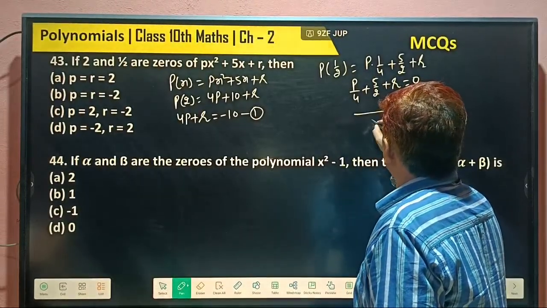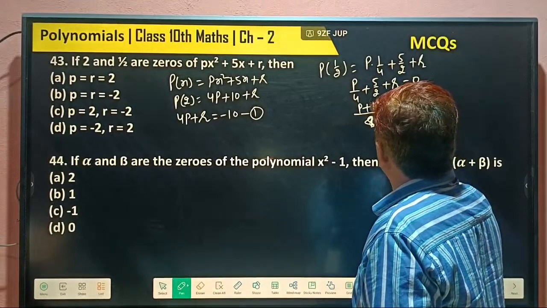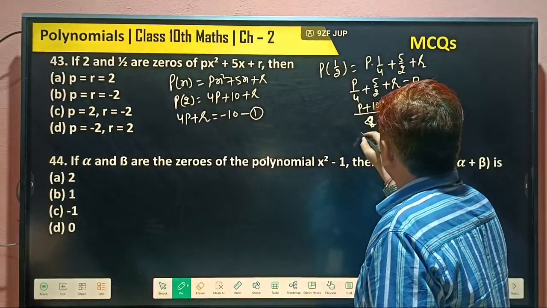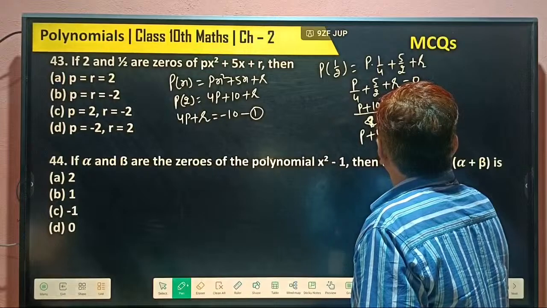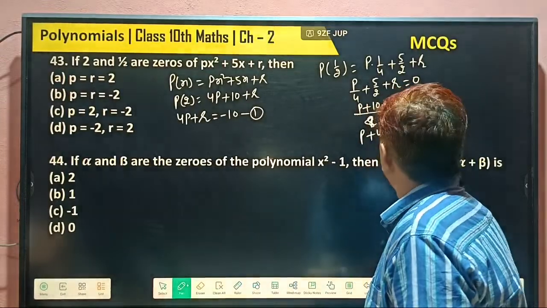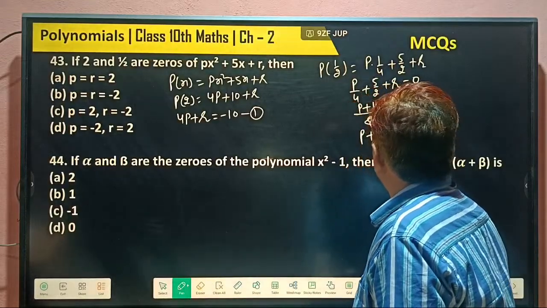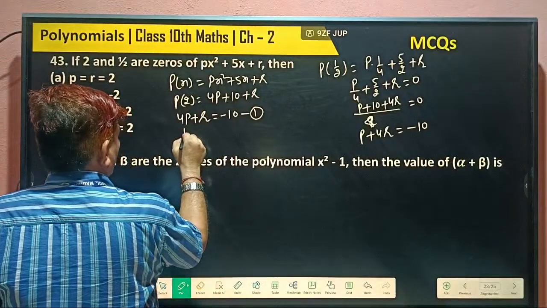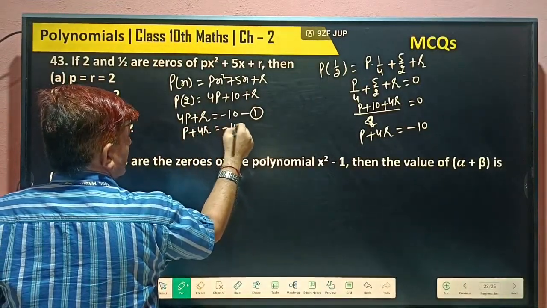So what's your LCM? 4 is your LCM. So P plus 10 plus 4r equal to 0. Taking this side, P plus 4r is equal to what? Minus 10. Understood? So what's this? P plus 4r is equal to minus 10.